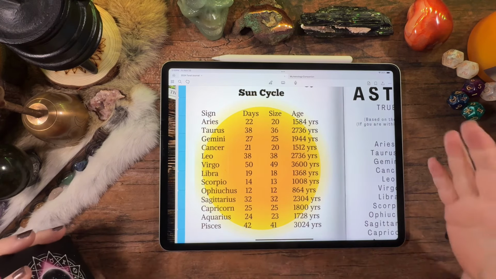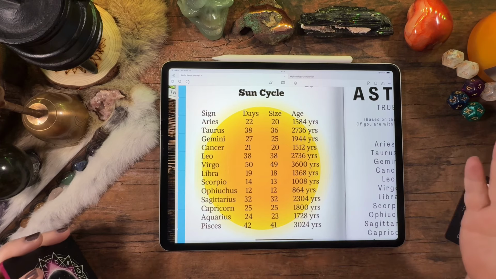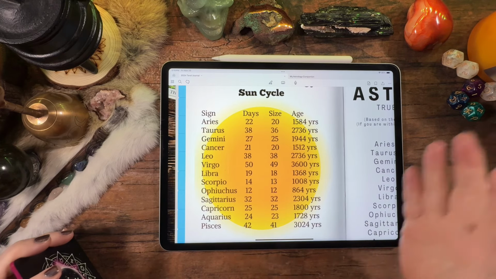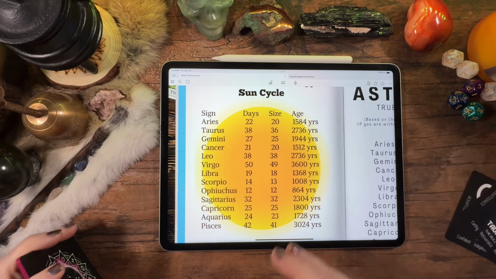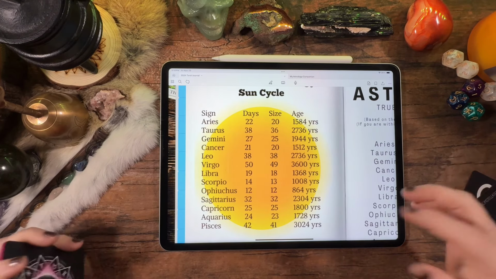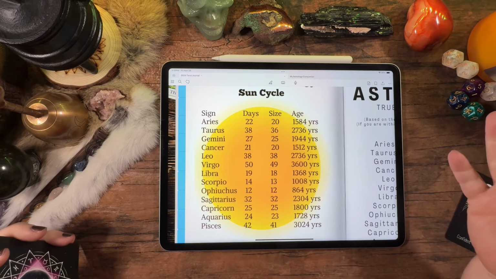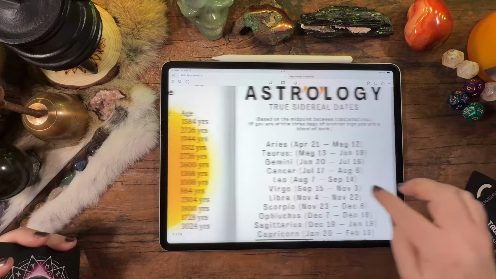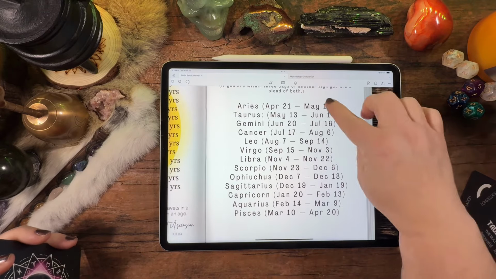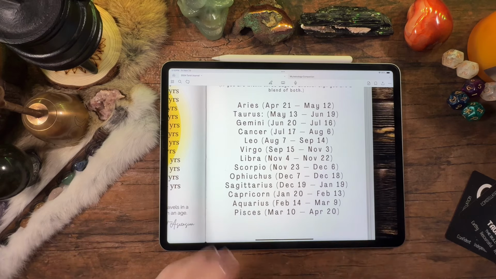So an age is not really 2,156 years like most 30-degree sizes would tell you in Western astrology. That's just not accurate. So Gemini is roughly 27 days that the sun is in. Okay? And these are the dates, the actual true sidereal dates.